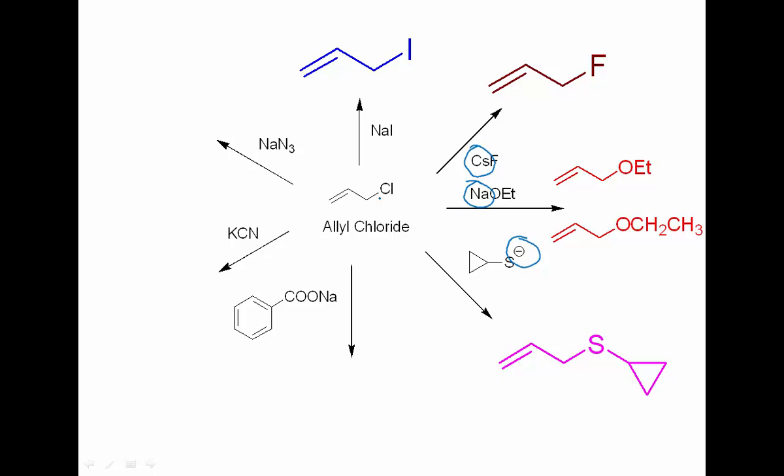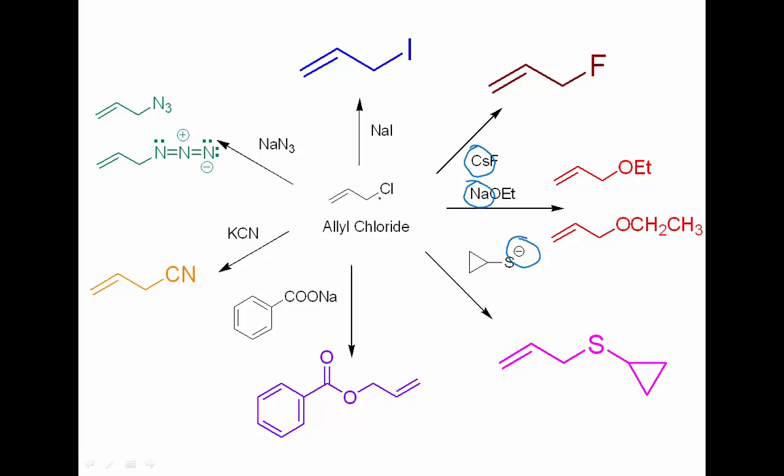Everybody presents these things differently, so you just have to get used to seeing it both ways. Okay, with the benzoate anion shown here, this is a carboxylate anion. We're going to make this type of compound known as an ester. Cyanide is going to turn chlorine into CN, and this will give us the nitrile. N3 is going to turn chlorine into N3. The azide anion is going to give us that.